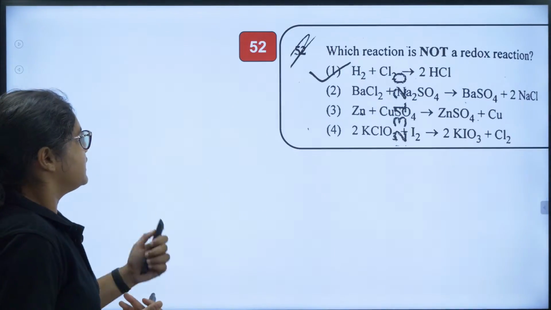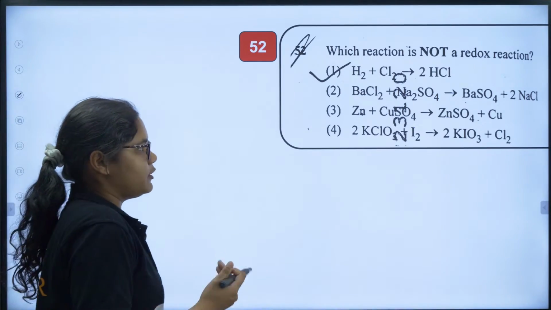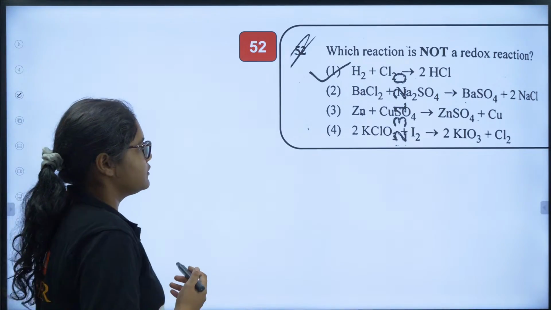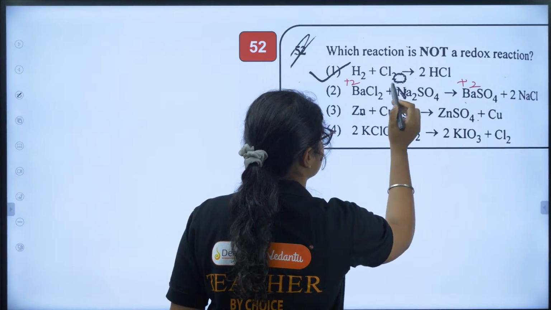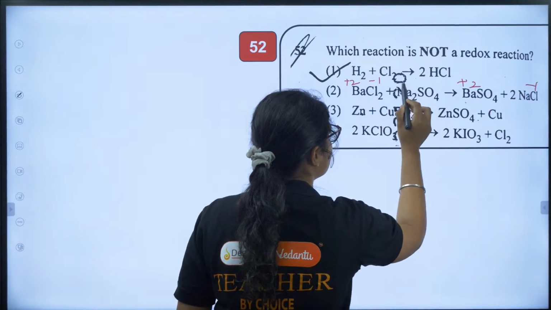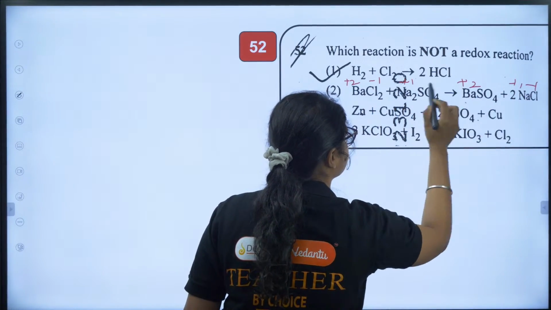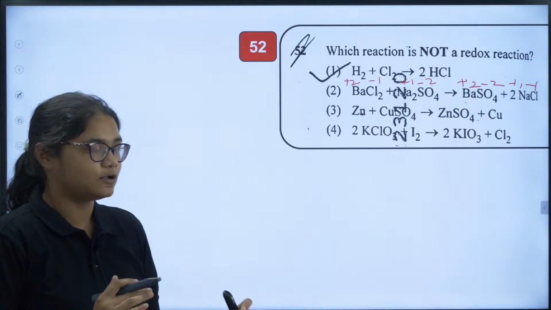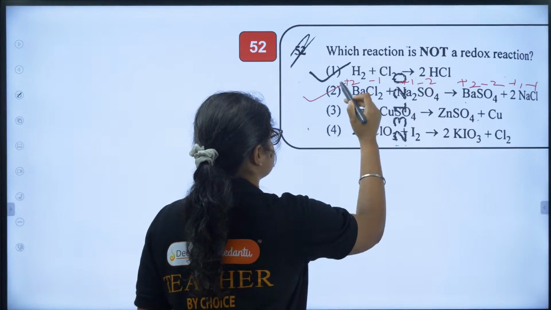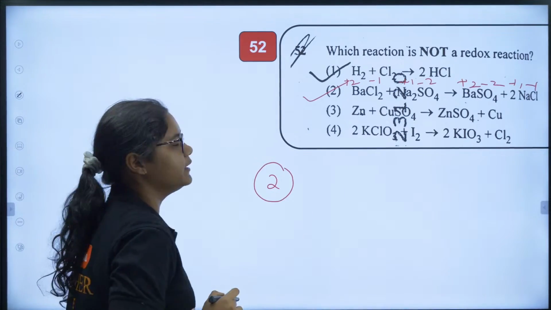Okay. So next question. Which of the following is not a redox reaction? So if you see barium chloride, here it is +2, here also it is +2, and -1, -1, here +1, here +1, sulfur -2, -2. So there is no change in the oxidation state. So it is not a redox reaction. Correct answer for this question will be option number 2.